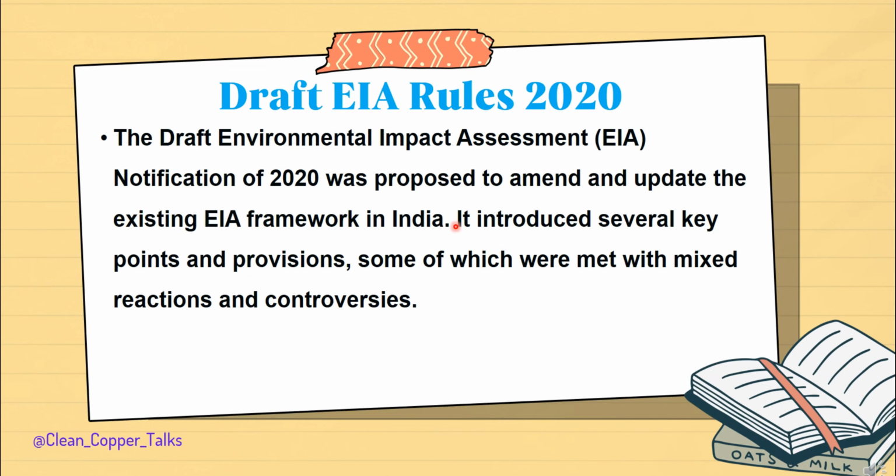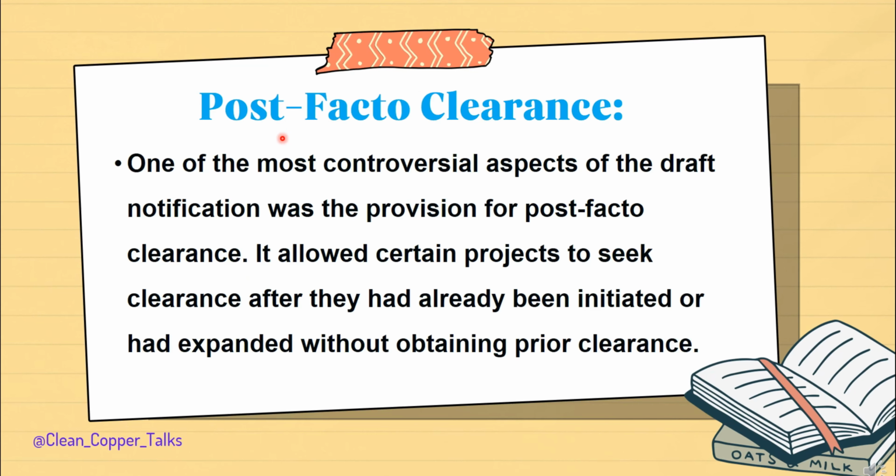It introduced several key points and provisions, some of which were met with mixed reactions and controversies. So the first thing was post facto clearance. This was the most controversial aspect of draft EIA 2020 rules because it allowed for certain projects to seek clearance after they had already been initiated or had expanded without obtaining prior clearance. I mean, this completely dilutes the purpose of EIA or environmental clearance.